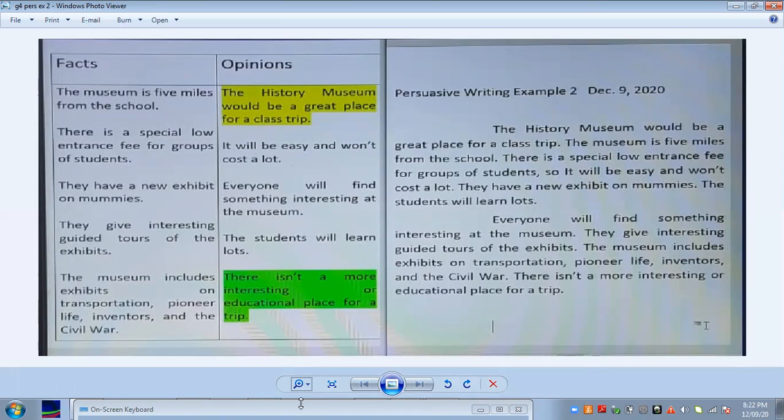I gave the students the facts and opinions, and they told me which side to place them in. So we'll discuss each one. We'll discuss why it's a fact and why it's an opinion, and then we'll talk about how we put them together to do the writing.